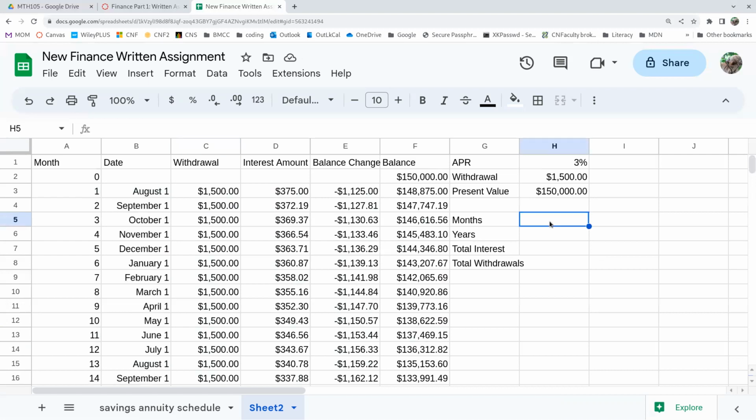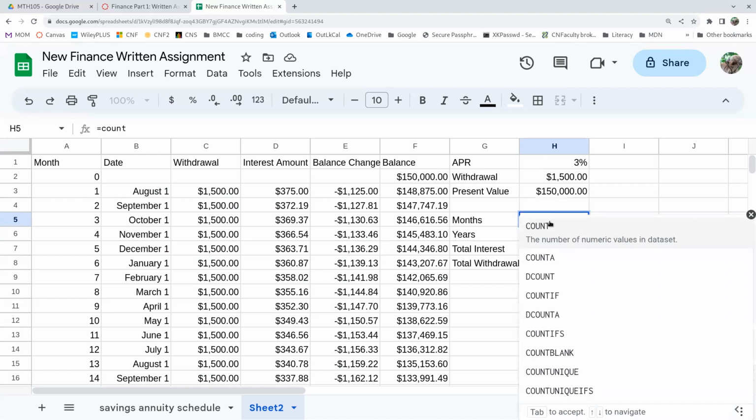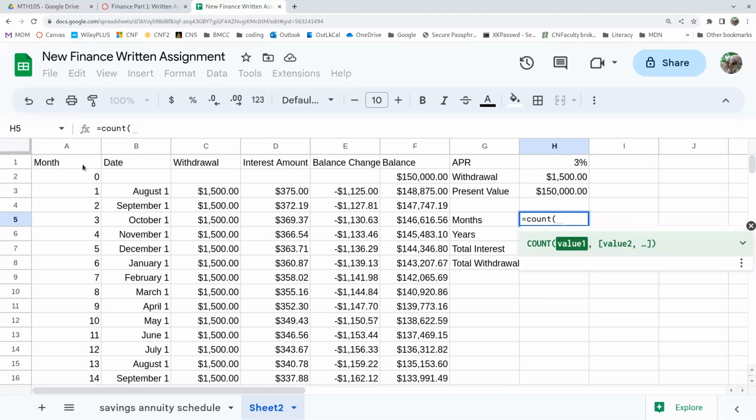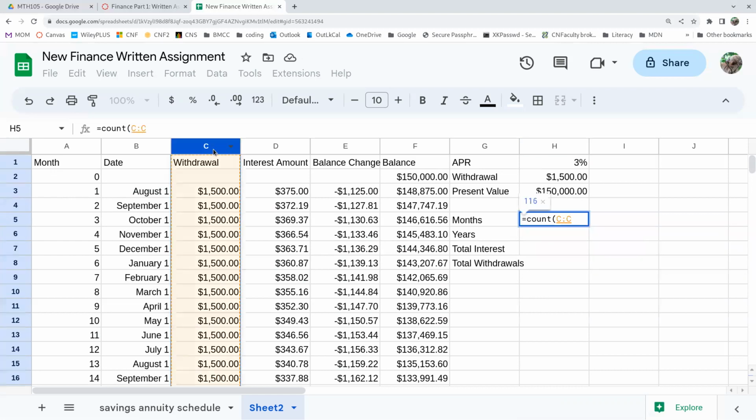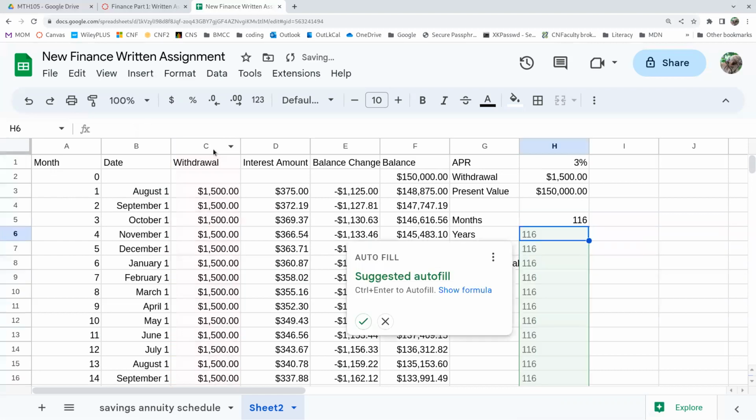I want to know how many payments I made. It's going to be the month, so I can count. And it doesn't matter what I count. I can count the date column. I can count the withdrawal column. I'm going to count the withdrawal. How many withdrawals did I make? I made 116 withdrawals. And I don't want to fill that down.